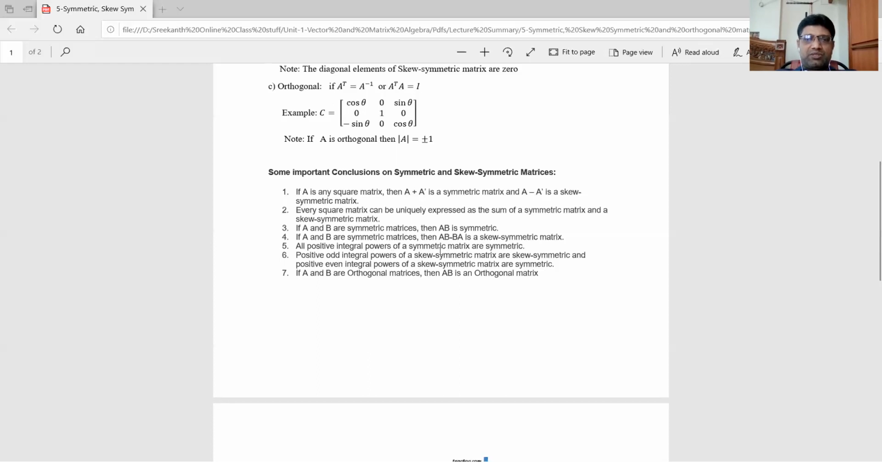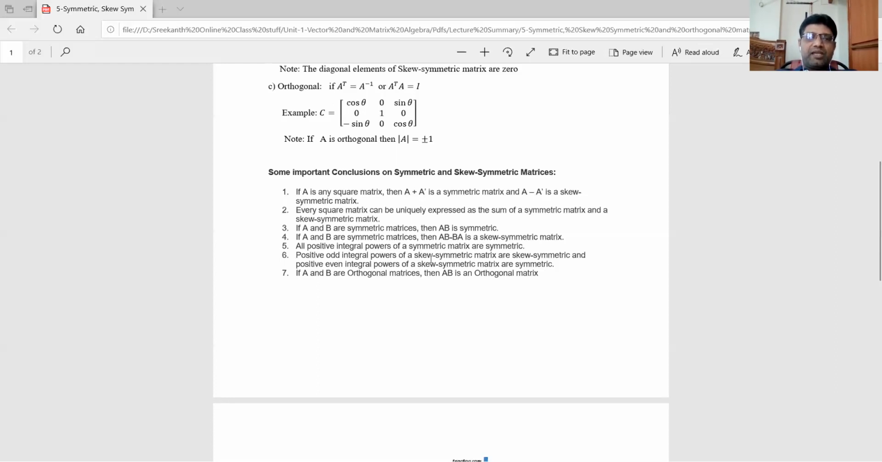Next, suppose a symmetric matrix is there and you are calculating all positive integral powers of it. Suppose A is symmetric and you calculated A square, A cube, A power 4. All the resultant matrices are once again symmetric matrices. This is one property.